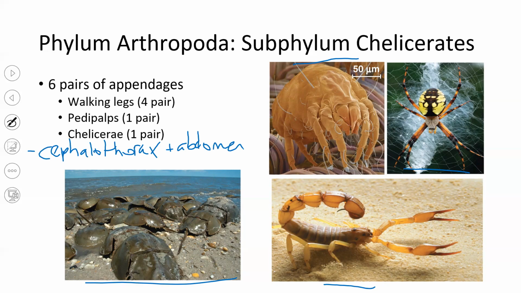They don't have any antenna. So you don't see any antenna on these. They also have simple eyes. So only one lens per eye, but they might have more than two eyes. Some of them have like eight eyes, but only one lens per eye, versus insects, which we'll talk about later, often have compound eyes where they have lots and lots of lenses within one eye.